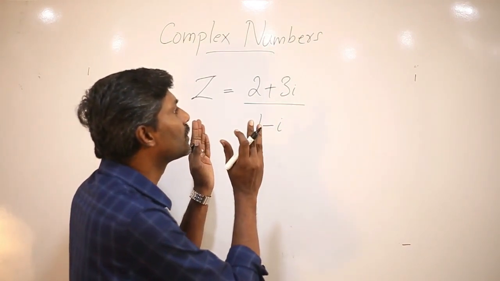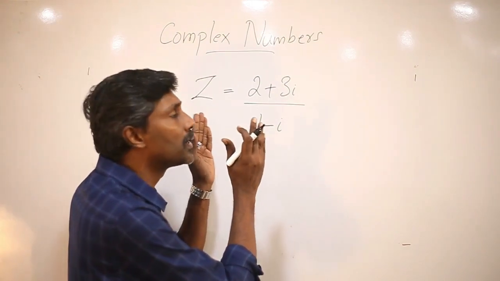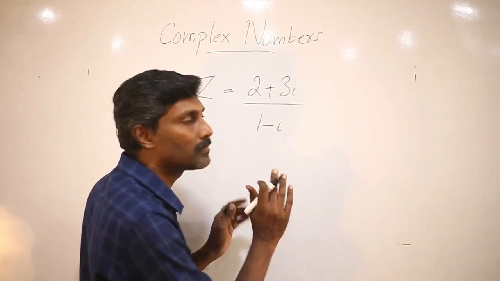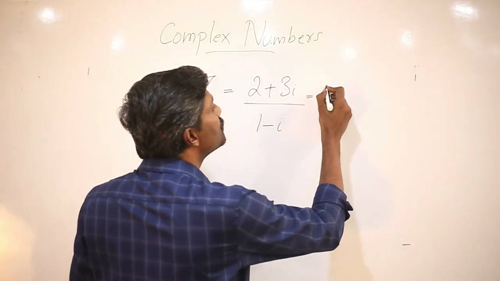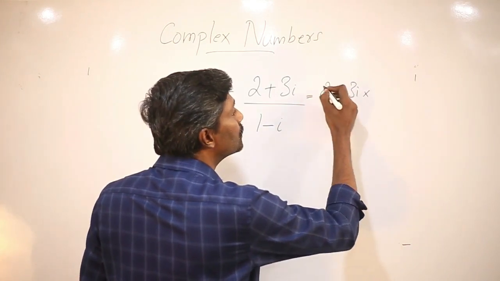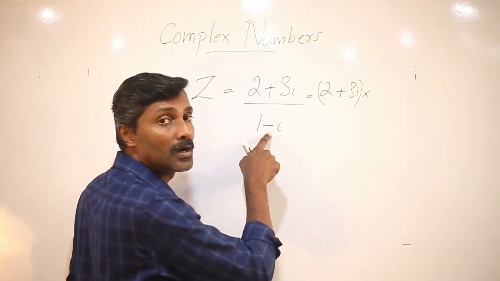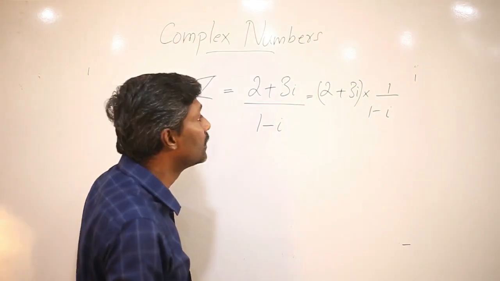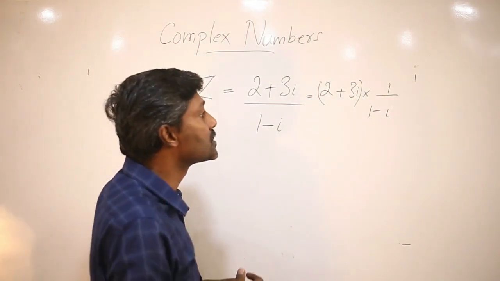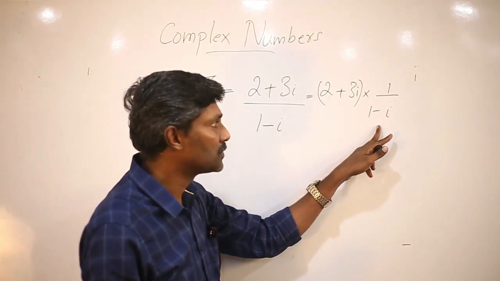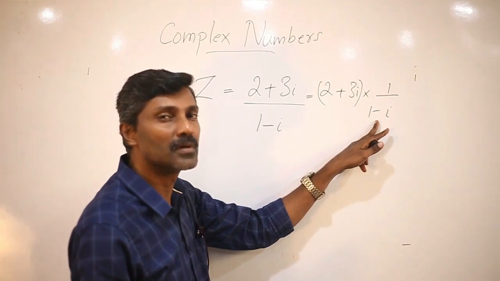Let the numerator be like that. 2 plus 3i is the numerator, let it be there. So this will be 2 plus 3i into 1 by 1 minus i. Let's write it like this: the numerator stays as 2 plus 3i, and we write this as 1 divided by 1 minus i. So this is nothing but the multiplicative inverse of 1 minus i.